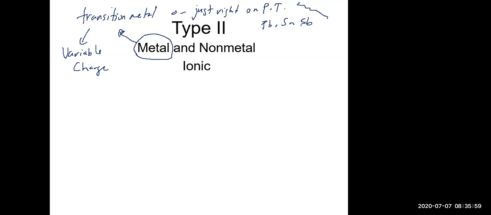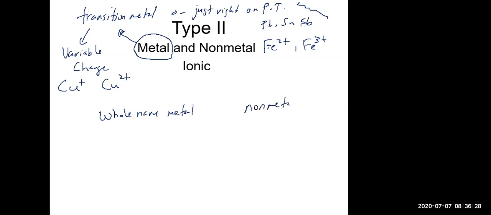Because they can make different charges, for example, copper could be +1 or +2, and iron could be +2 or +3, depending on the situation. Because they have that variable charge, we name these the same way as we did type 1. We still use the whole name of the metal, and the non-metal with the -ide ending. The difference is that in the middle, we put a Roman numeral.